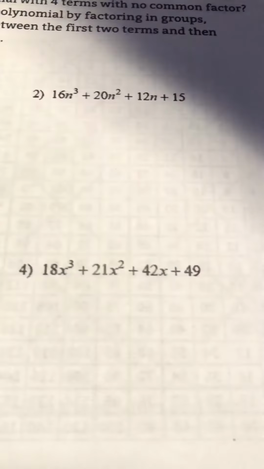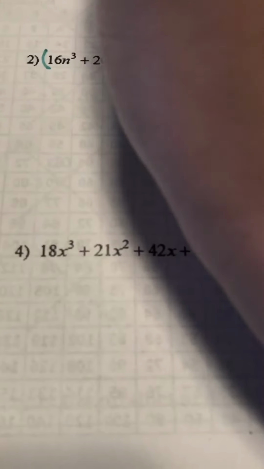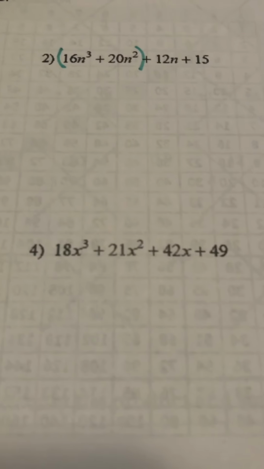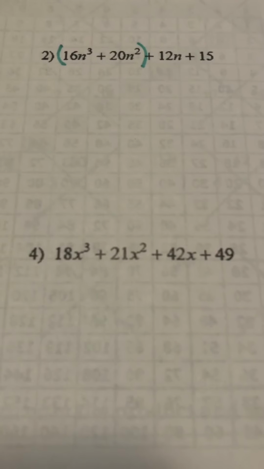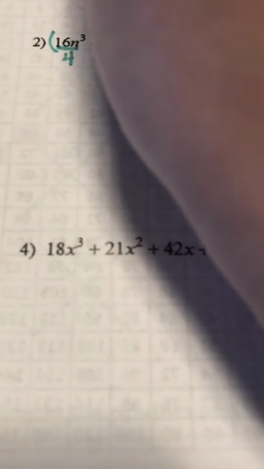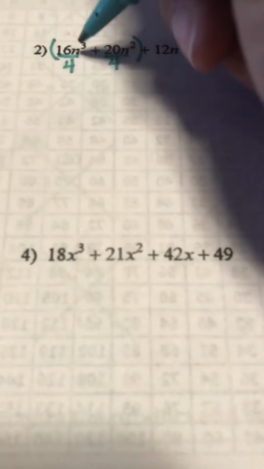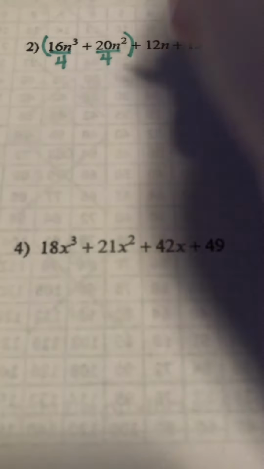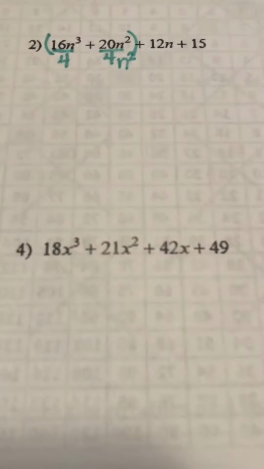So again, I'm going to just focus on the first two. So 16 and 20. Well, I know both of those can be divided by 4. All right. And then once again, I have n to the third and n squared. So they both have n. So I'm going to go with the lowest amount, which is squared. So n squared gets to come out. So 4n squared is what's outside.